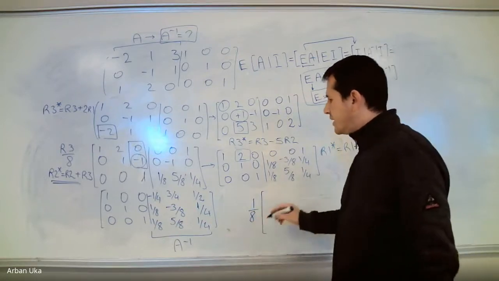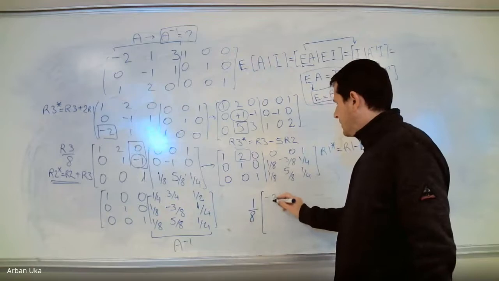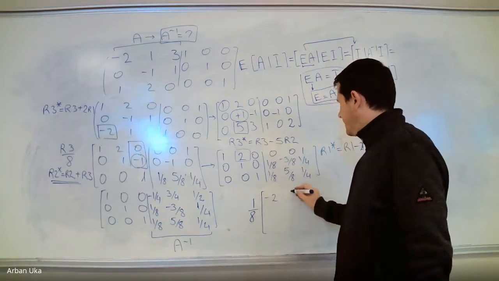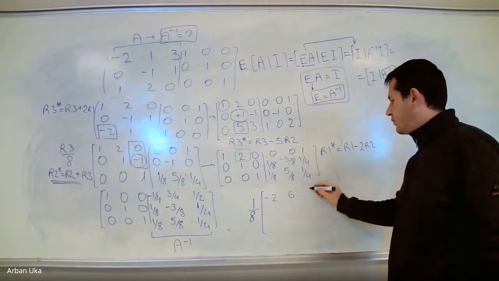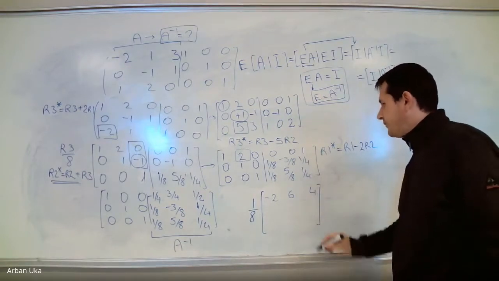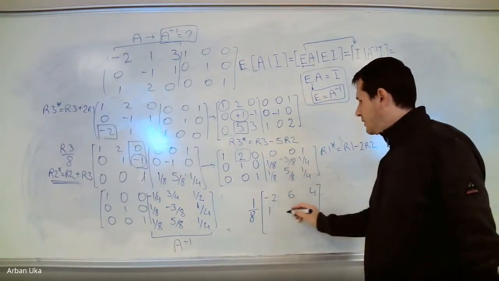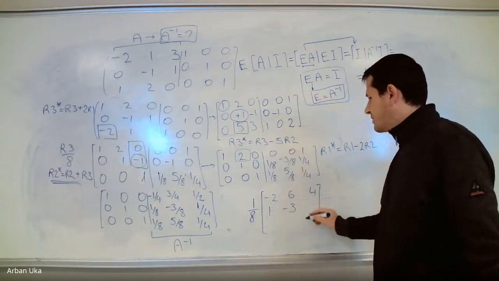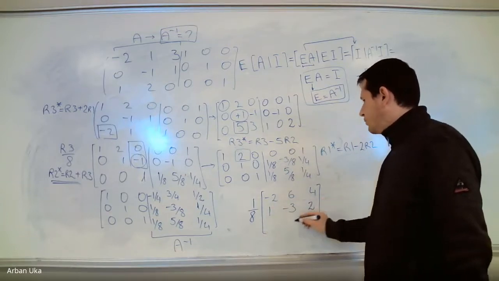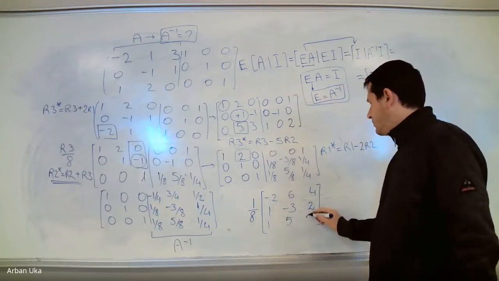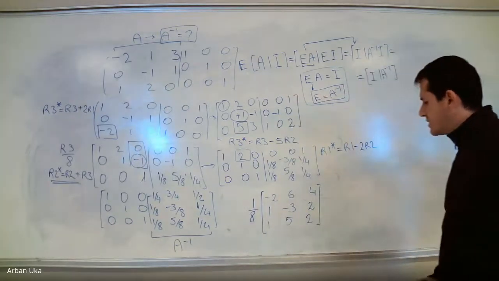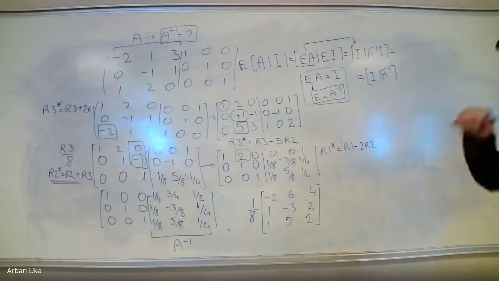Then we can rewrite this one as what? Minus 2, 6, what is this? 4, then 1, minus 3, 2, 1, 5, 2, okay? So this is the A inverse.